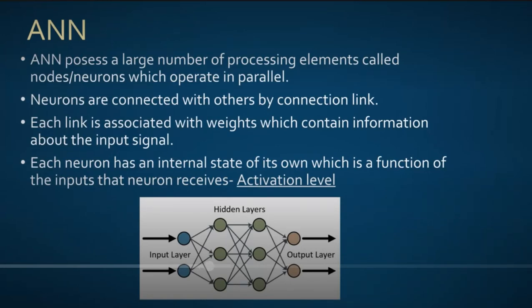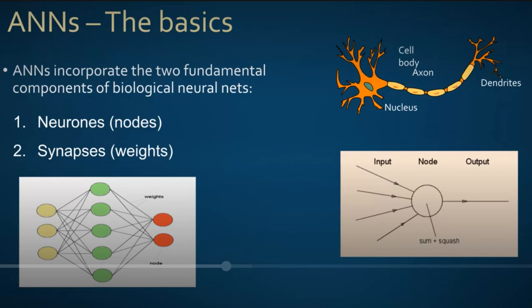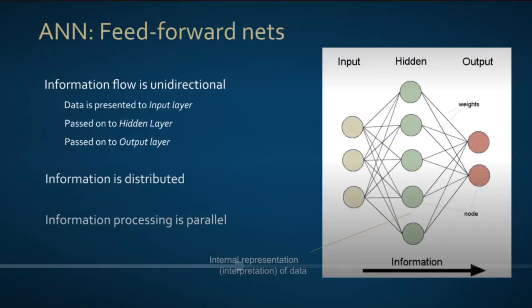Each link is associated with weights, which contain information about the input signal. Each neuron has an internal state of its own, which is a function of the inputs that the neuron receives. They incorporate two fundamental components of biological neural nets: neurons or nodes, and synapses as weights. Now there are different types of neural networks. The main one is the feed-forward nets. They're unidirectional. Data is presented to the input layer, passes through the hidden layer, and passes to the output layer.